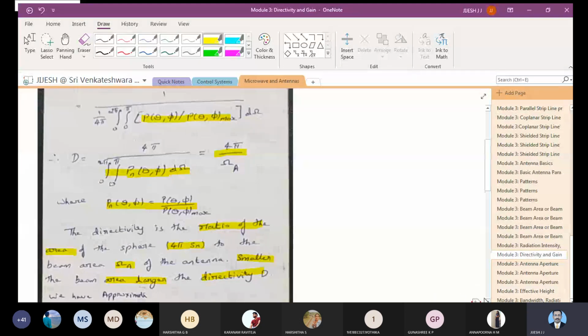So this equation is very important. Put it in a box. That is D is equal to 4 pi by omega A. Very important equation to solve problems as well.